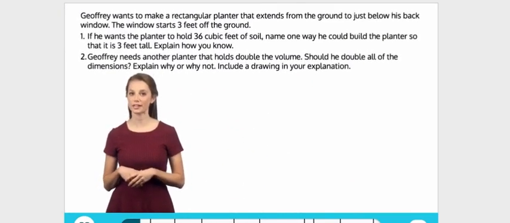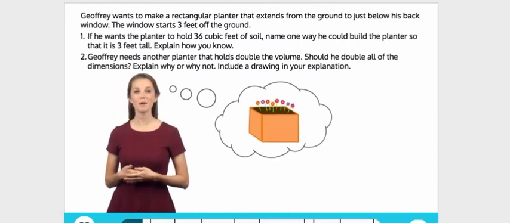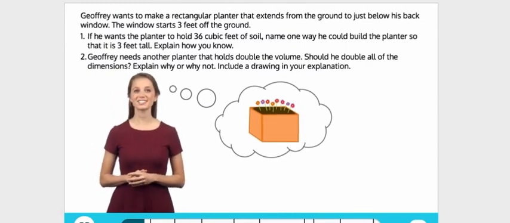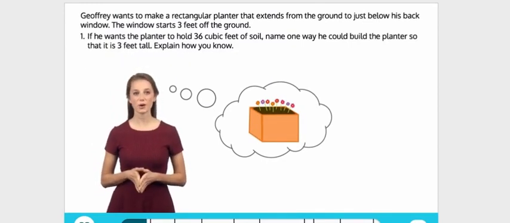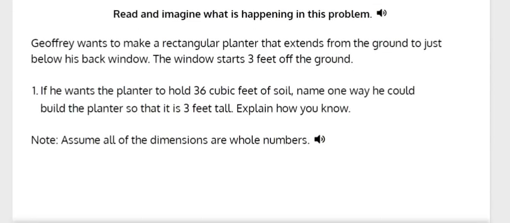Today we will solve a 2-part word problem about a rectangular planter, which is a box for plants to grow in. Let's start with part 1. Read the problem and imagine what is happening. Read and imagine what is happening in this problem.